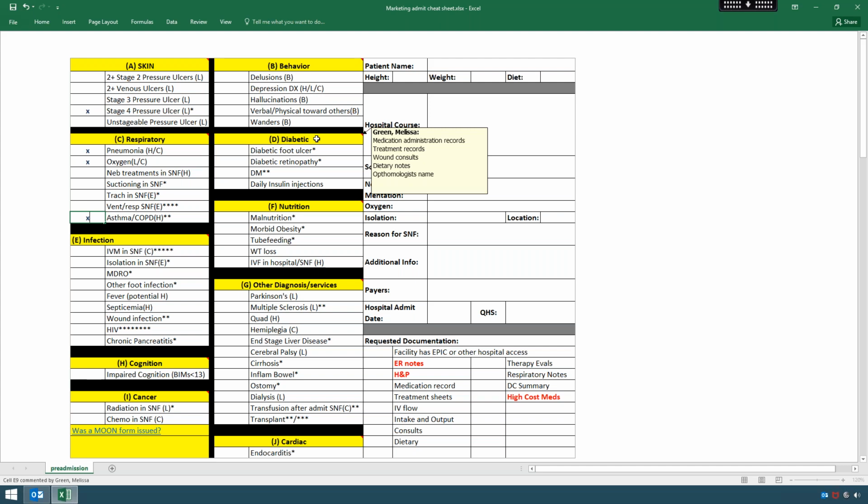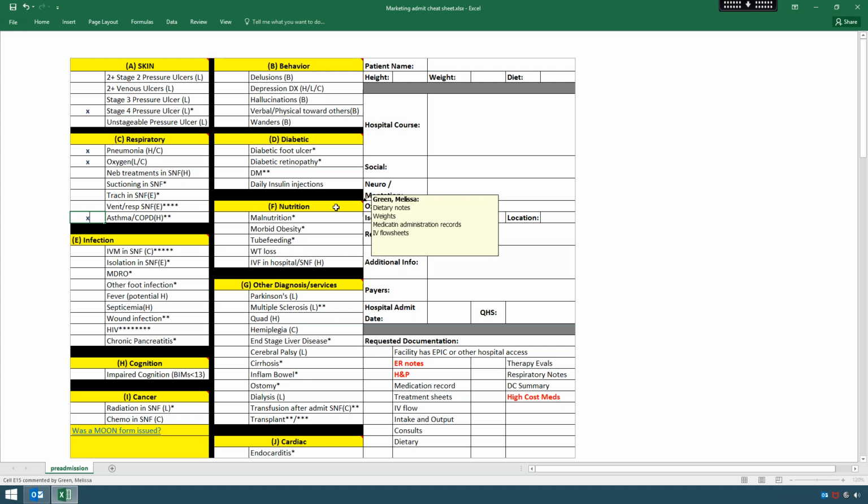Once they're in the building, in the facility, we're able to then go and perhaps dig for some more information that will be a qualifier such as diabetic retinopathy. Under nutrition, we're looking for dietary notes, a list of their weights, any medications they're taking, and perhaps IV flow sheets if they've received IV fluids during their stay. Other diagnoses or symptoms, such as inflammatory bowel, cirrhosis, CP, would have therapy evals, GI consults, dialysis notes perhaps, or some transplant information. And then for cardiac, specifically endocarditis, cardiology consults, infectious disease, and perhaps medication administration.